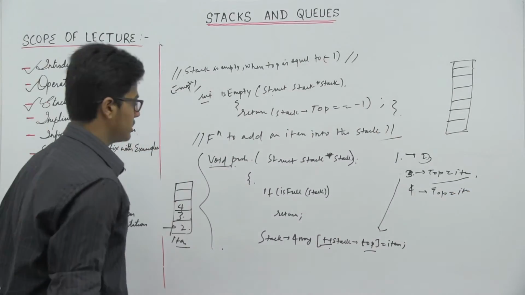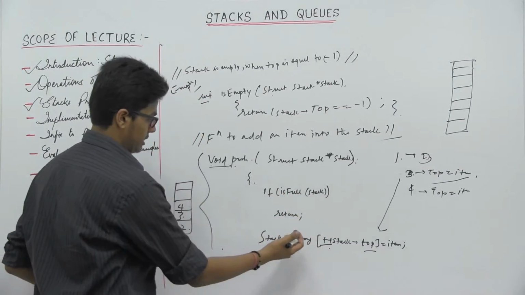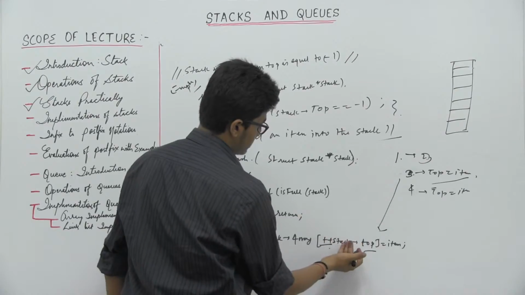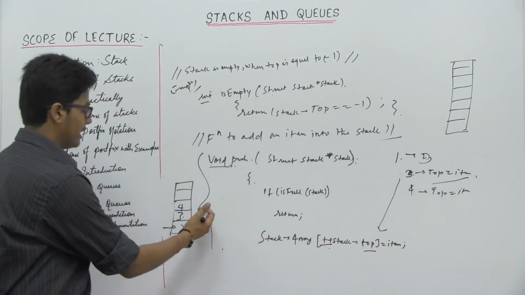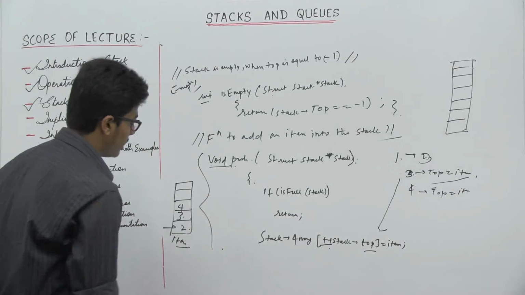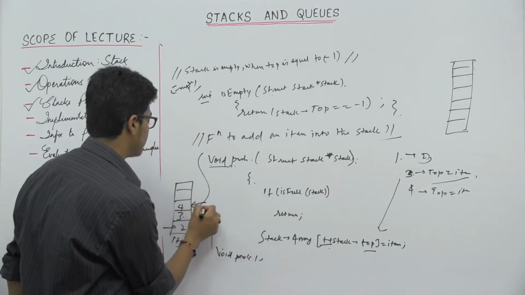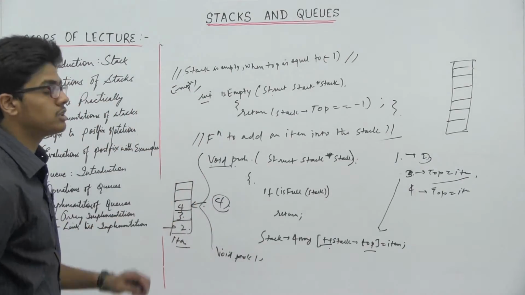Like this, in the pop operation similarly, if isEmpty stack, return, else stack of top minus minus is the item. So we can delete an element using the pop operation. Similarly, for the peek operation, we use the void peek operation, and we get 4 as a result, because 4 is the topmost element of this stack.